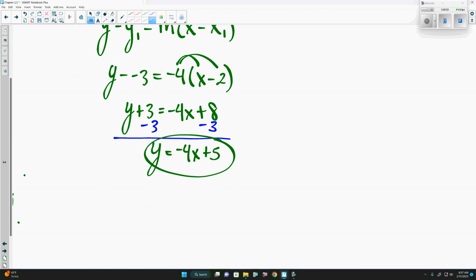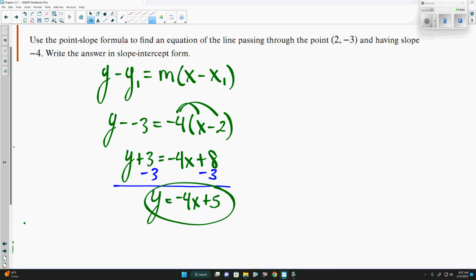Now these also are some of the easier ones to graph just from the beginning, because they gave us a point and the slope. So if I just wanted to graph it, all I got to do is plot the point 2, negative 3, use the slope of negative 4, which would be down 4 right 1, or up 4 left 1, and you have the equation of the line graphed. But that's it. Questions on this here?